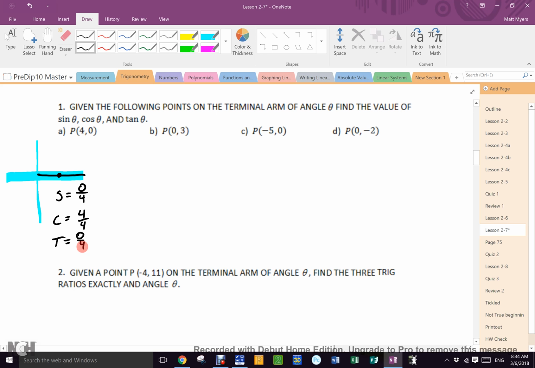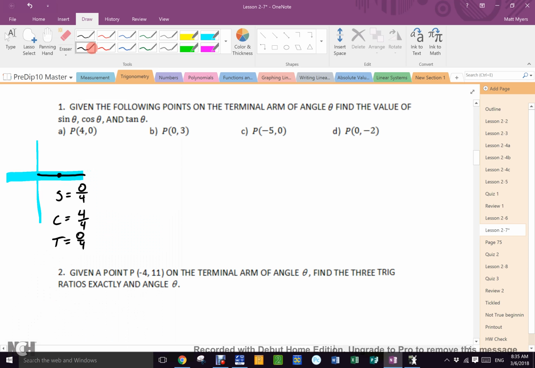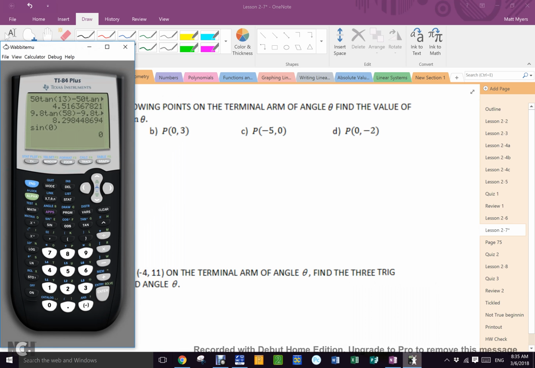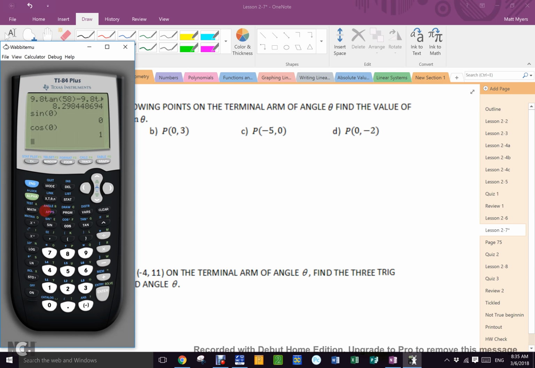Okay. So now, check with your calculator what happens when you do the sine of 0. 0. What is 0 divided by 4? 0. Excellent. Now, check what happens when you do the cos of 0. 1. What is 4 divided by 4? 1. Amazing! What happens when you do the tan of 0?